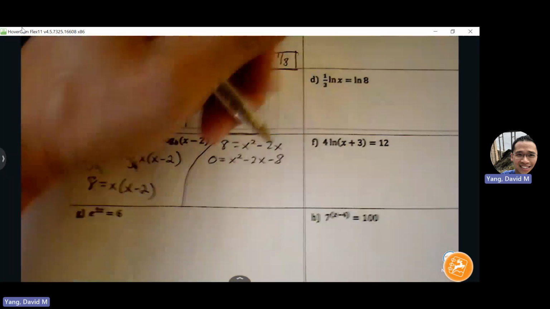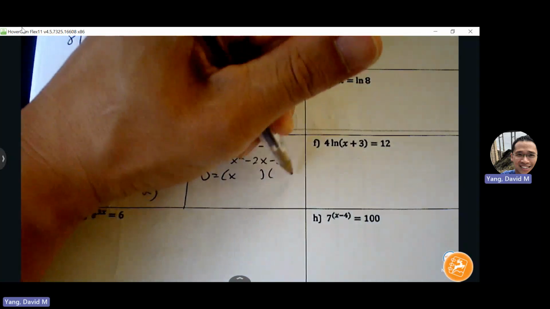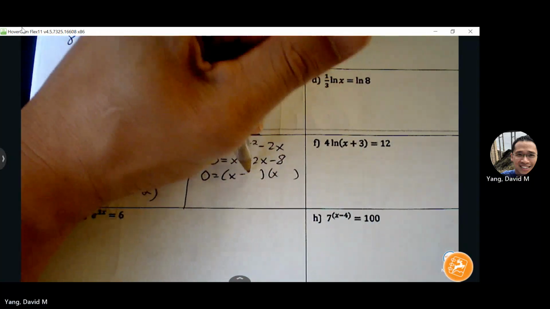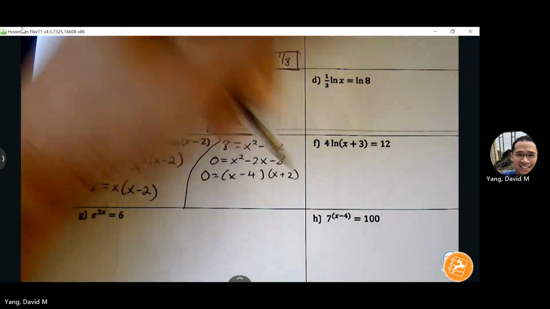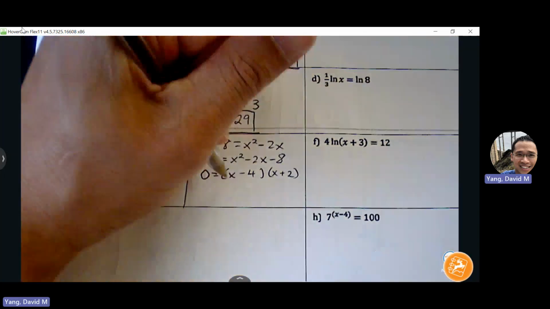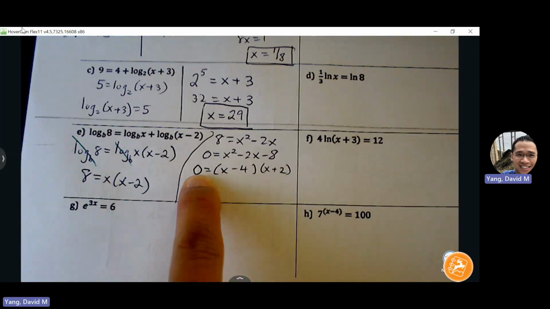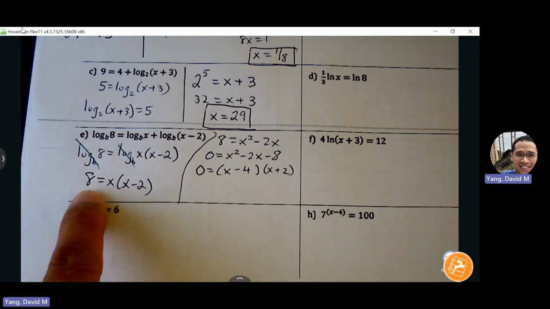Okay, so two numbers that multiply to be -8 and add up to be -2. -4 and +2. Solve for x. Now we can do this. Okay, so this is fair game. We can do this and set equal to 0, but we can't do this and set equal to 8.